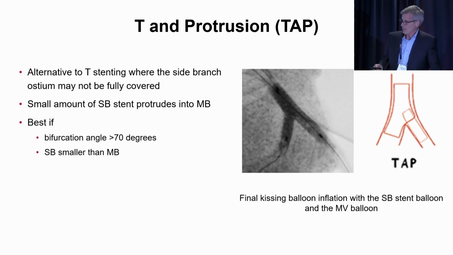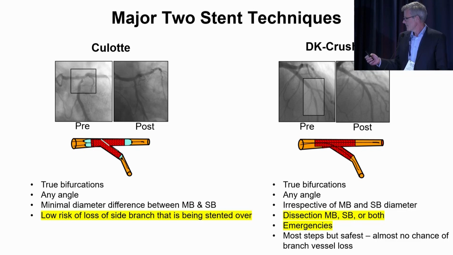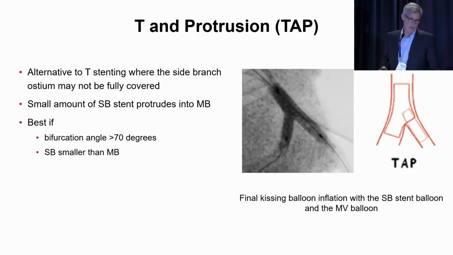TAP is simply to wire through the side of the stent, balloon makes some space, put a second stent in with an adjacent balloon in the main branch, deploy the stent, pull both balloons back, and inflate them again. The negative part about this is you do get a little bit of a neocarina.